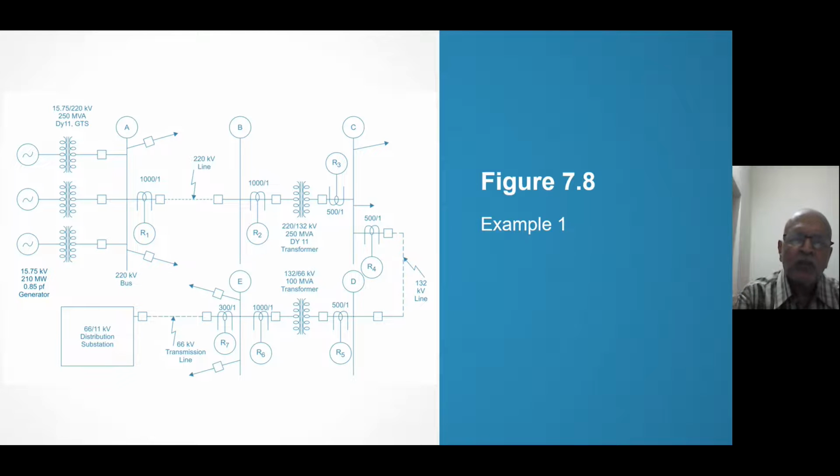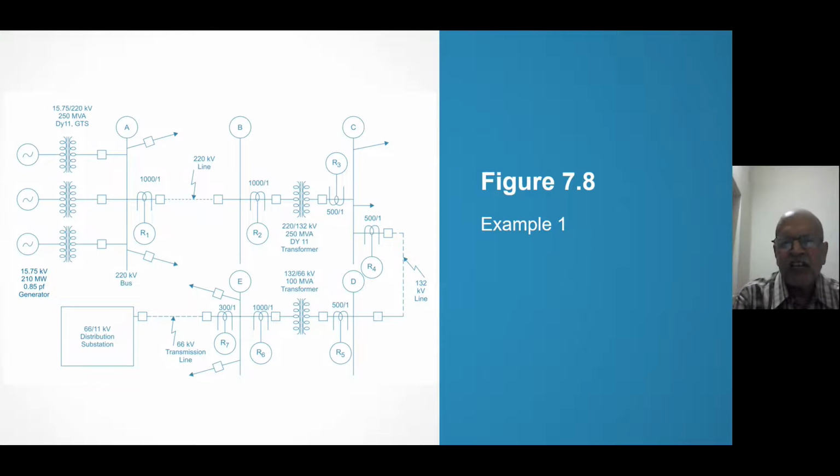On both sides of transformer, there are relays R2 and R3 fed by CT 1000 bar 1 and 500 bar 1. From C, we are coming to bus D via 132 kV line. At the start, there is a relay R4, which is fed by 500 bar 1 CT, and at D there is a relay R5, which is fed by CT 500 bar 1.